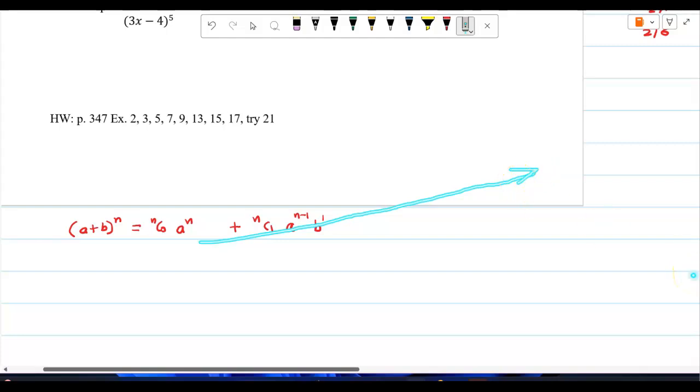Plus, next one. What would you do now? You do nC2, a raised to n minus 2, b squared. Plus nC3, a raised to n minus 3, b to the 3. And so on.